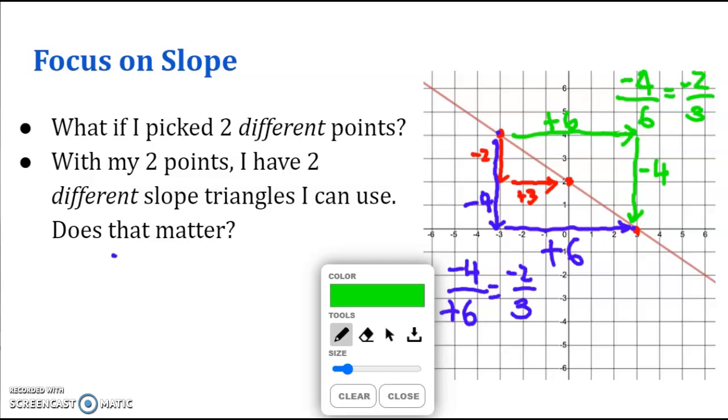With my 2 points, I have 2 different slope triangles I can create. So it doesn't matter if I drew a slope triangle going below or above. Well, the numbers are still the same. It's going to be to the right, run is 6 over and negative 4 for the rise, and so it's exactly the same.